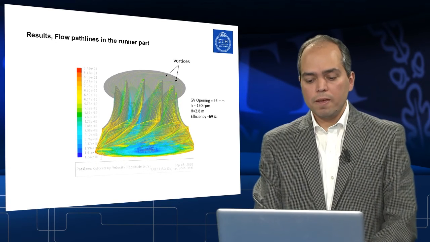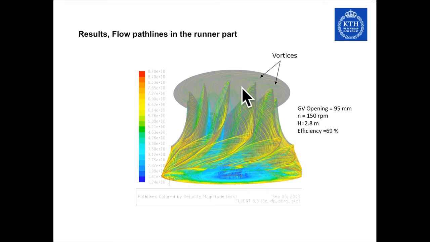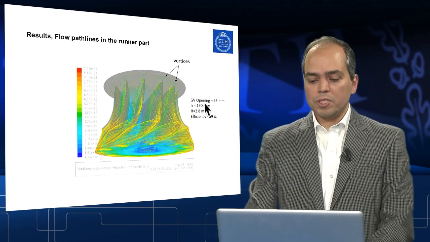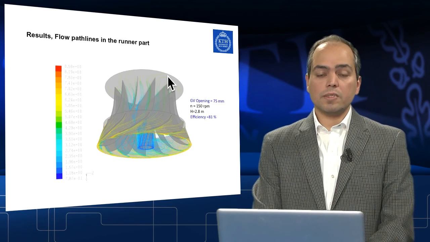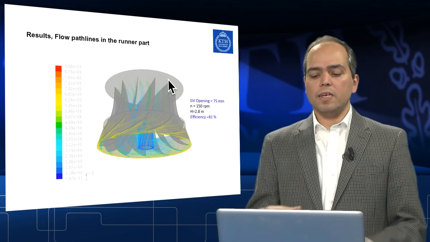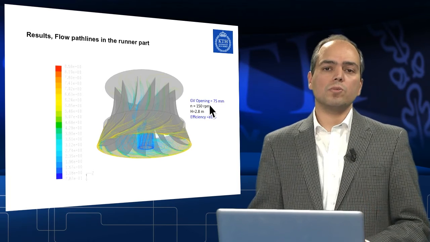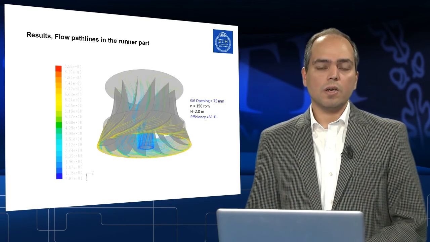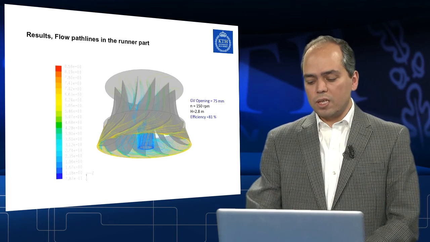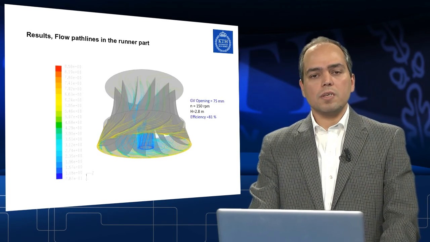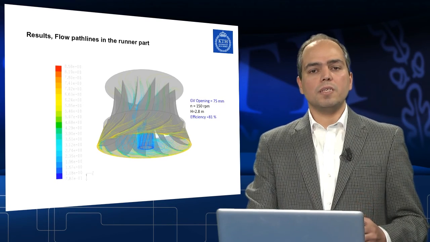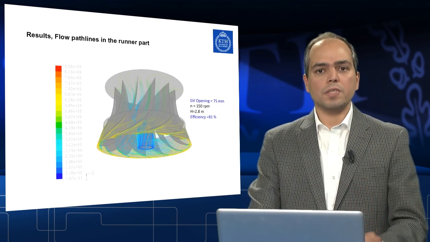For example, here we are looking toward the runner blades, and this one shows that when water comes in, there are vortices for this specific guide vane opening and these efficiencies. But if we change the guide vane opening, then we get smooth streamline flows. The point is that now we are able to calculate the best guide vane opening in order to have the maximum efficiency of the turbine. So these sorts of studies are important in making progress in making more efficient turbines these days.